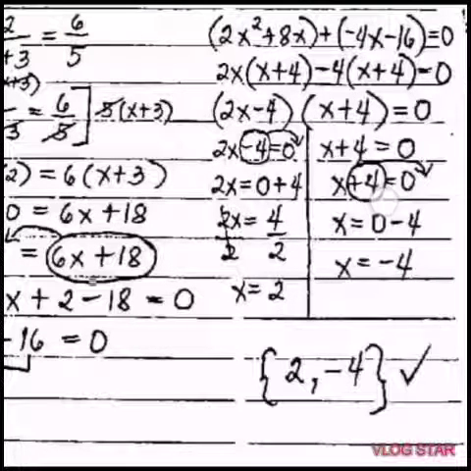While on the other side, since we transpose positive 4 to the other side, it will become negative 4. So 0 minus 4 is negative 4. Therefore, the solution is 2 and negative 4.